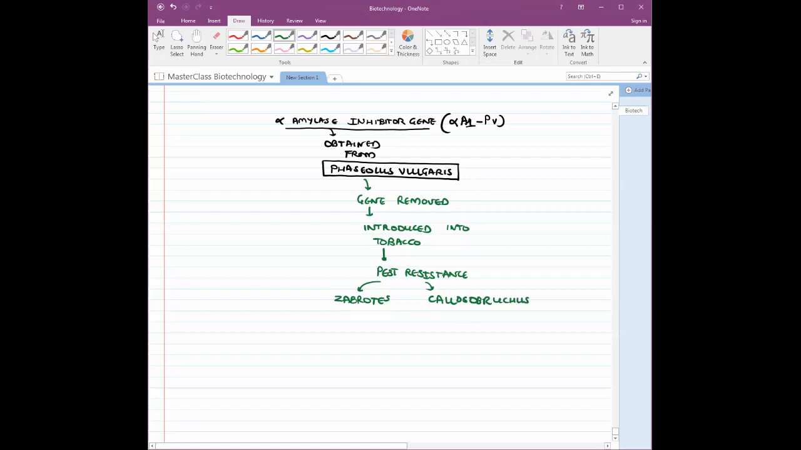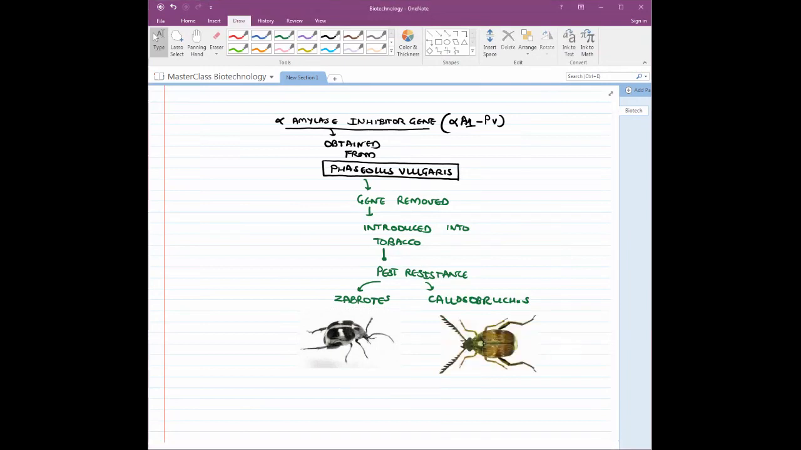Okay, so guys, this is what is actually going to happen. Let me just quickly show you how these look. So see, this is one pest, the Zabrotus, and this is your Calsobrucus. Okay, so something like this. So we get pest resistance for your tobacco from these pests. Okay, so this is one thing, guys.